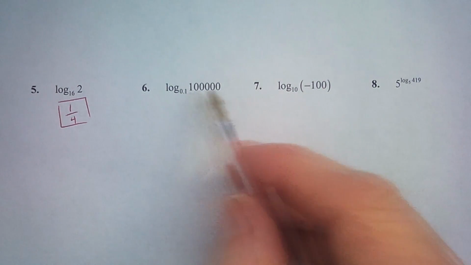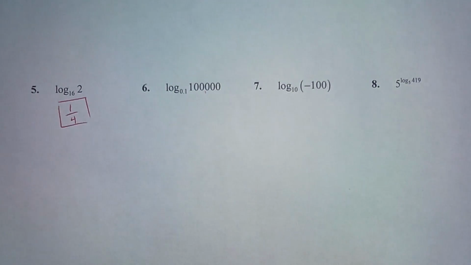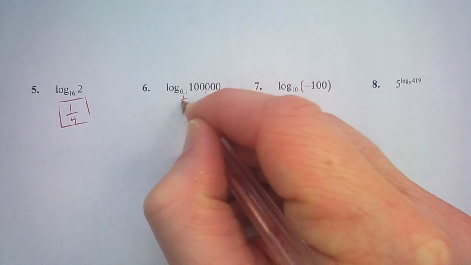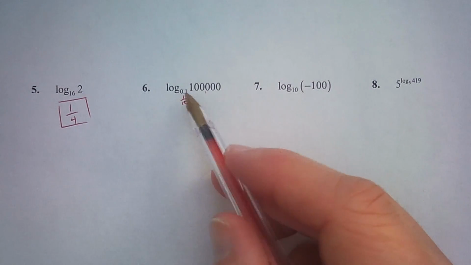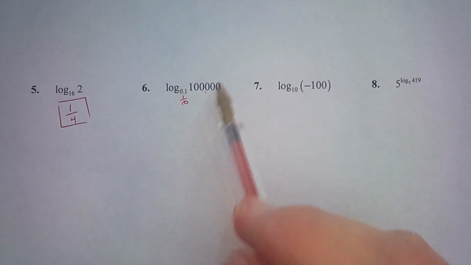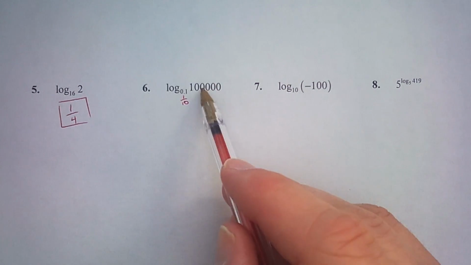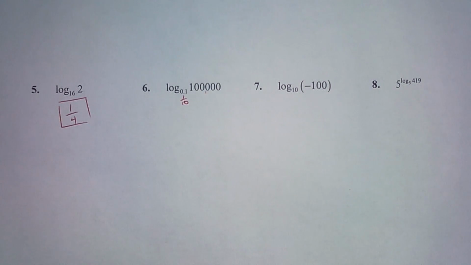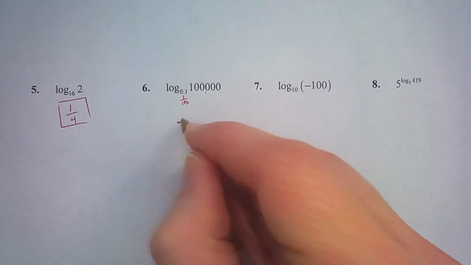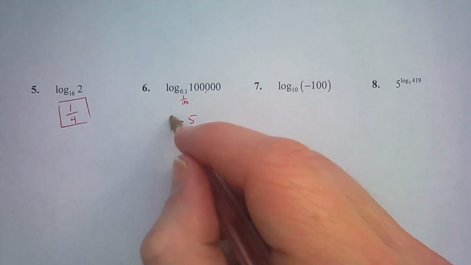Log base 0.1 of 100,000. Okay, so this 0.1 is really the same as a base of 1/10. So 1/10 to what power makes 100,000? So let's think of it as 10 to what power makes 100,000. And we can just count the zeros: 1, 2, 3, 4, 5. 10 to the fifth power makes 100,000. But I have to turn this fraction into a whole number, which means it needs to be the negative fifth power.